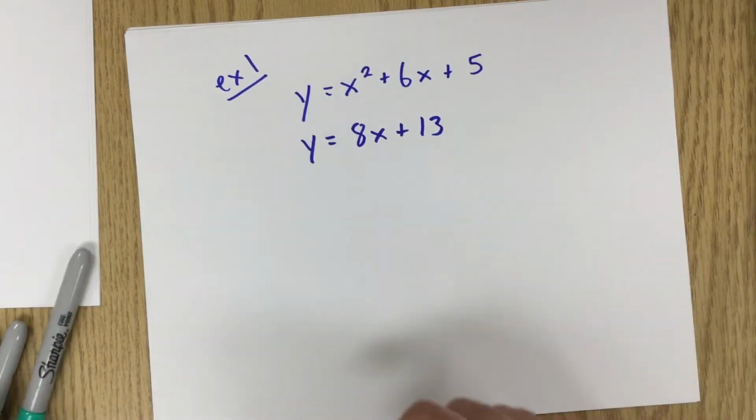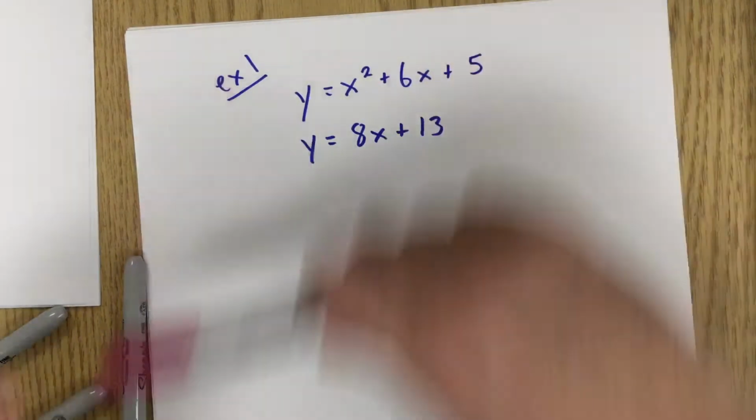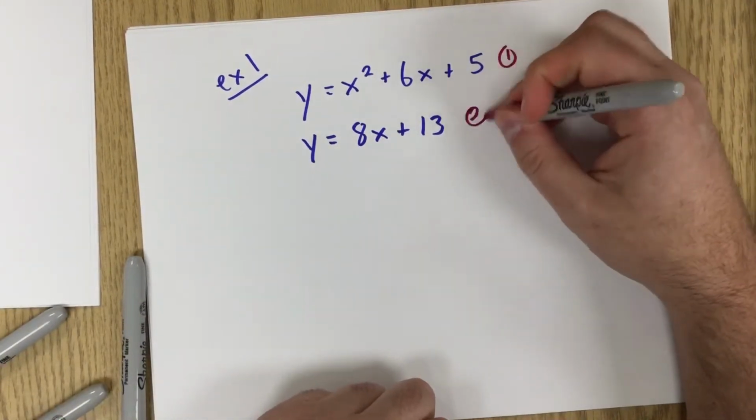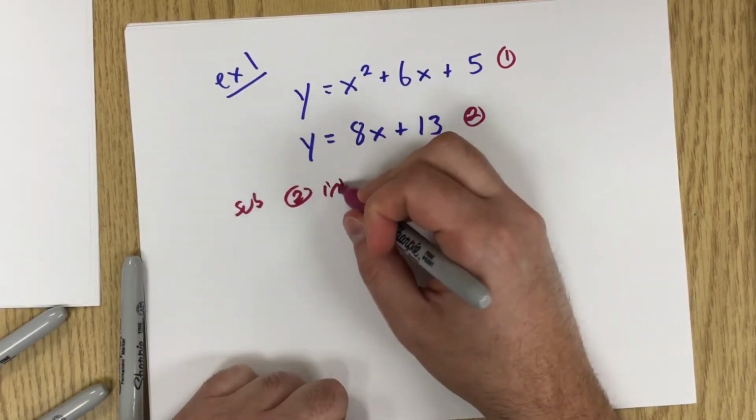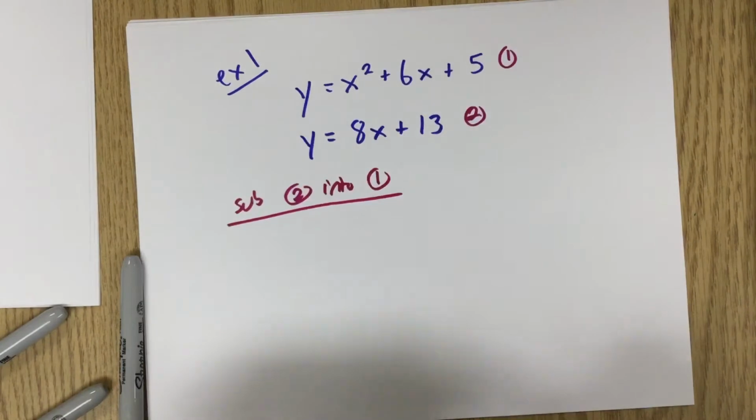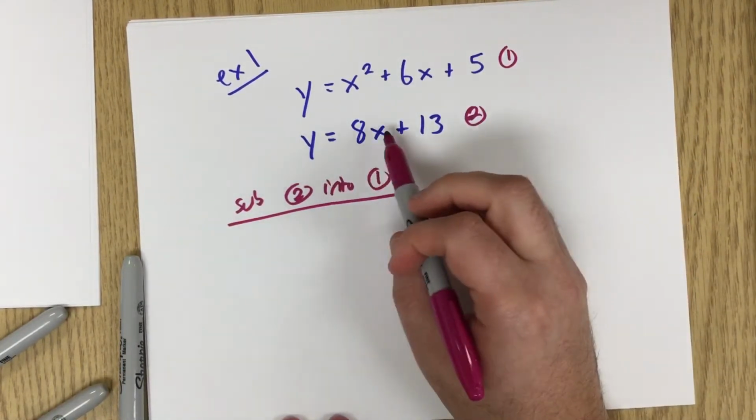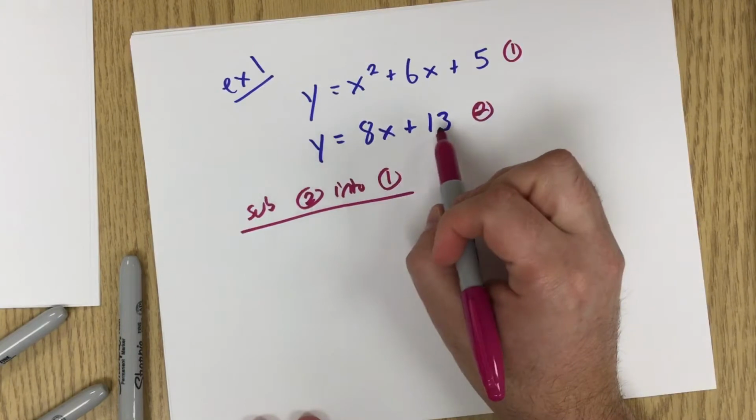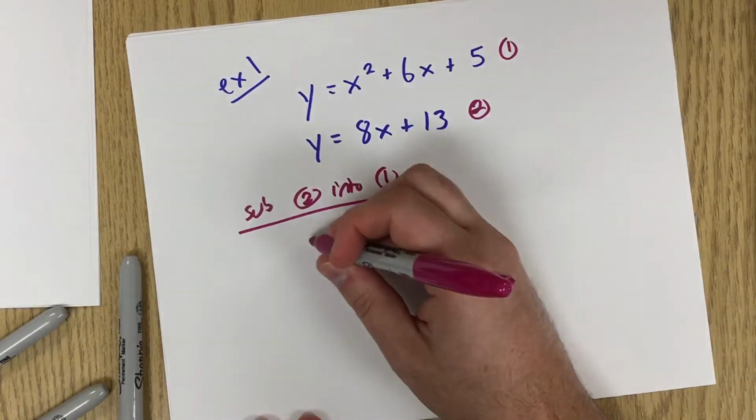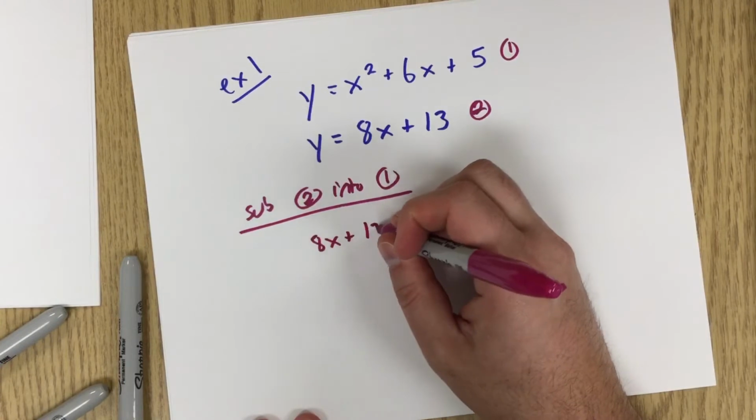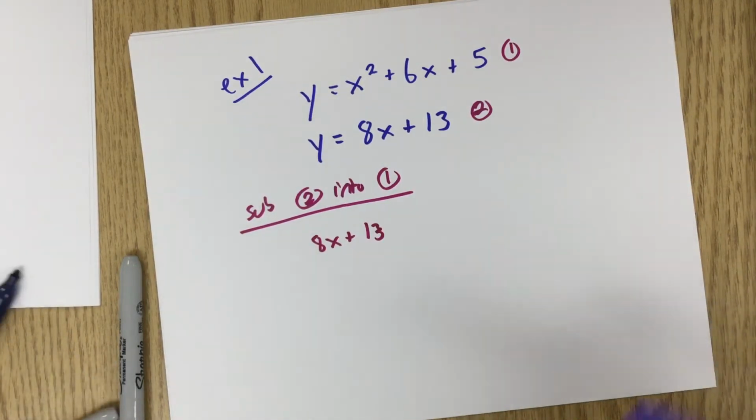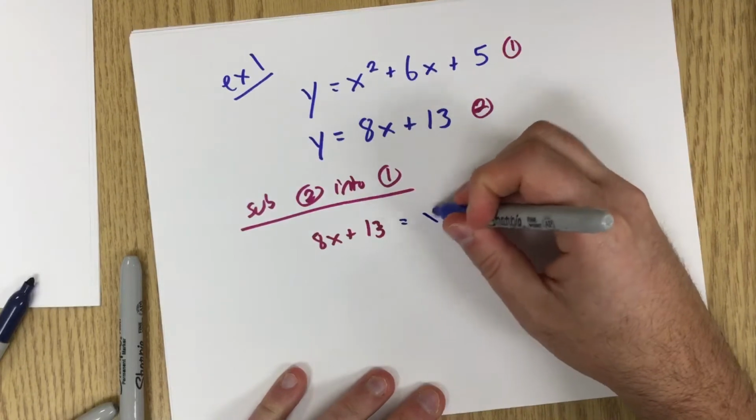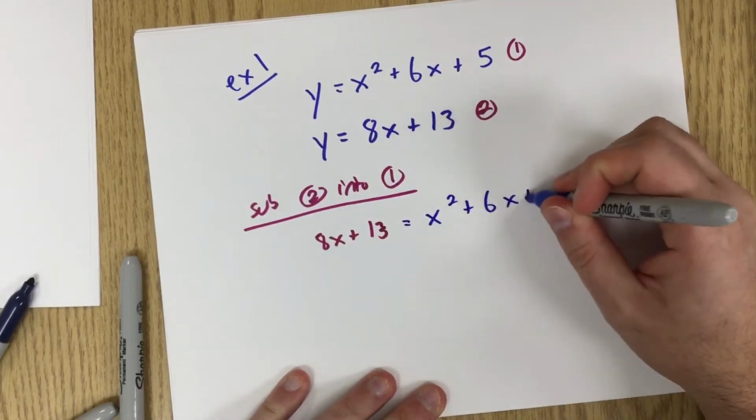We're going to take this equation. So this is equation 1 and equation 2. And we're going to sub 2 into 1. And what that means is instead of writing y, we're going to write 8x plus 13. So 8x plus 13. That's a pretty horrible 13, but I think we get the point. Equals x squared plus 6x plus 5.